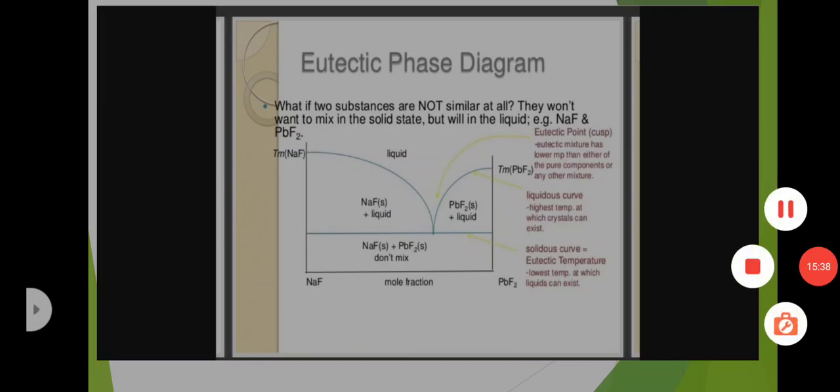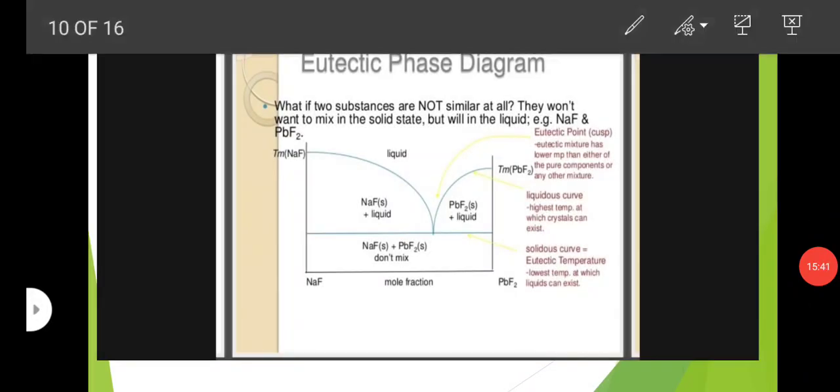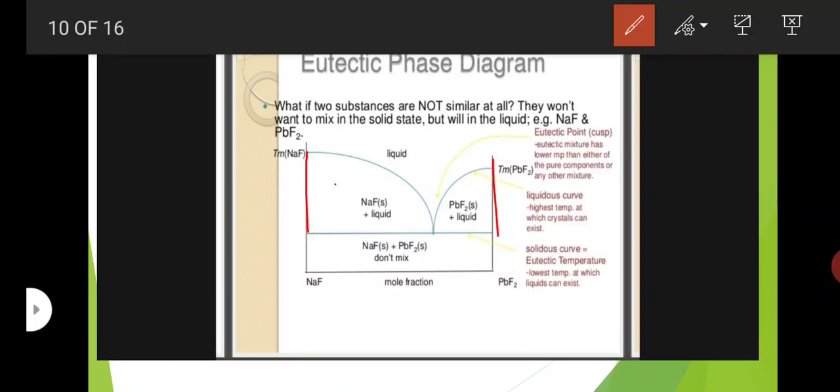Next is the eutectic phase diagram. What if two substances are not similar at all? They won't want to mix in the solid state but will in the liquid. Example, sodium fluoride and lead difluoride. Okay, here is an example of a binary phase. Here sodium fluoride and here lead fluoride. Okay, this is the melting point of sodium fluoride and it turns into liquid, and this is the melting point of lead fluoride.